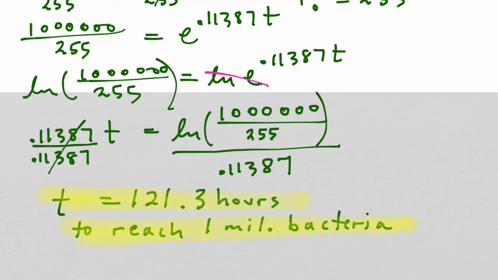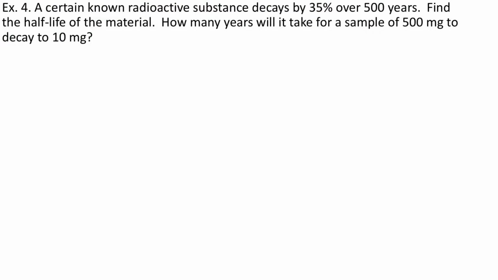All right, here's another example. It says a certain known radioactive substance decays by 35% over 500 years. Find the half-life of the material. How many years will it take for a sample of 500 milligrams to decay to 10 milligrams? Okay, so we're talking about radioactive half-life here.